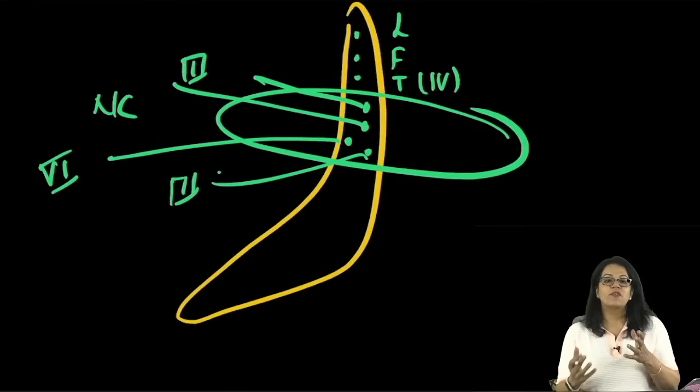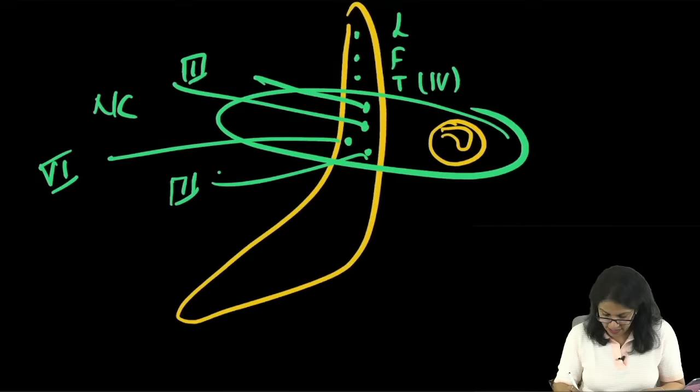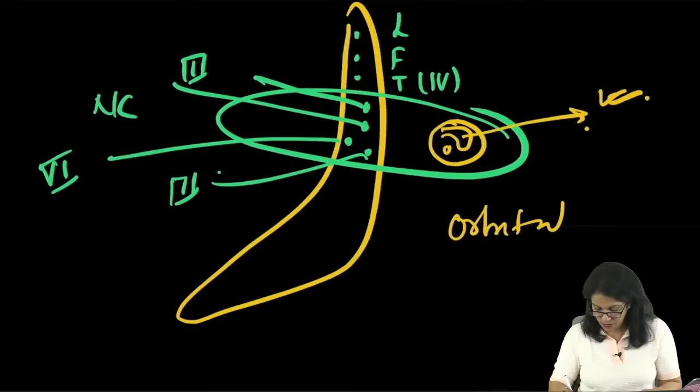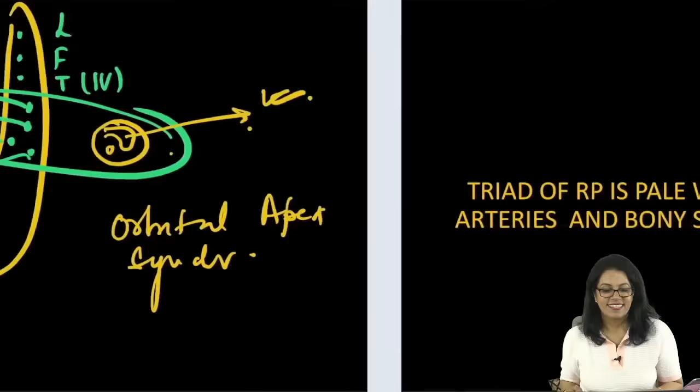Now we will also remember this. If there is involvement of the optic nerve also, through the optic foramen, this is coming, then we call it orbital apex syndrome. What is orbital apex syndrome? When even the optic nerve is involved. Next point.